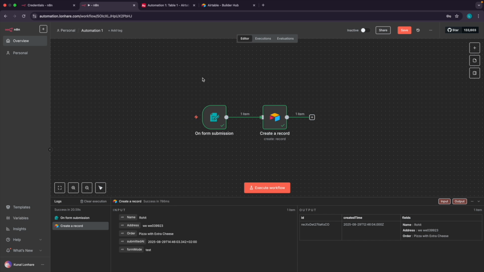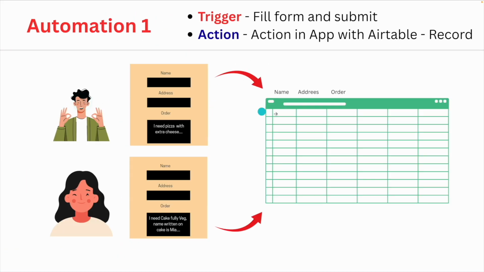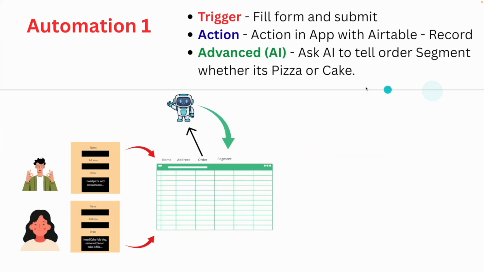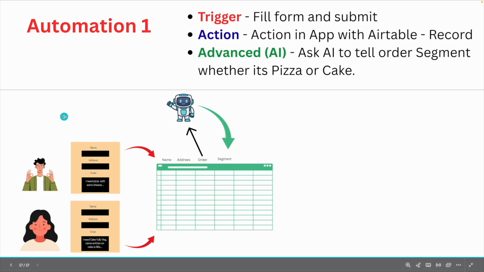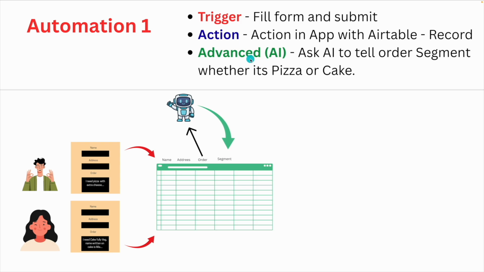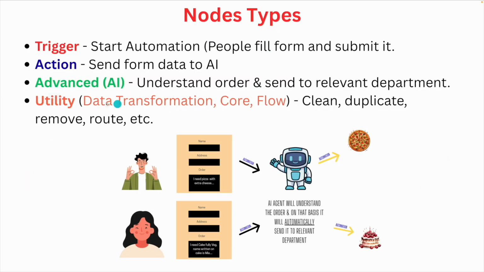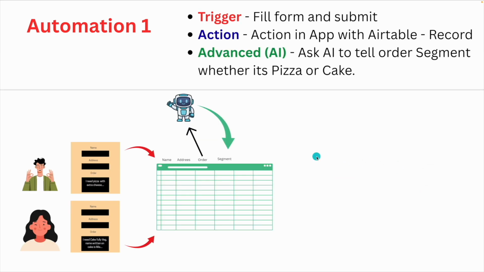Now guys, what we will do is proceed with the next step. Everything will be the same till now, but we will now try to teach you advanced AI, which is the AI node. Remember, in the node types we told you trigger, action, and let's focus on advanced AI. So how you can use the AI inside your automation.